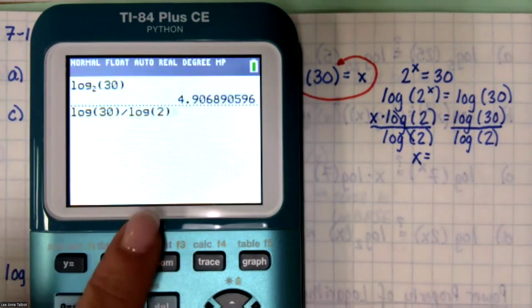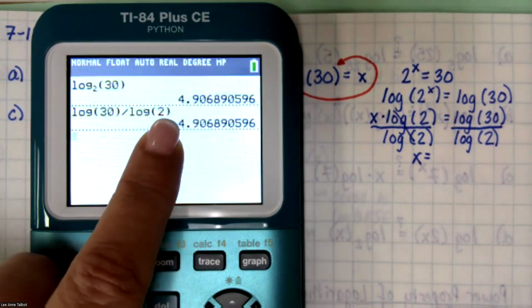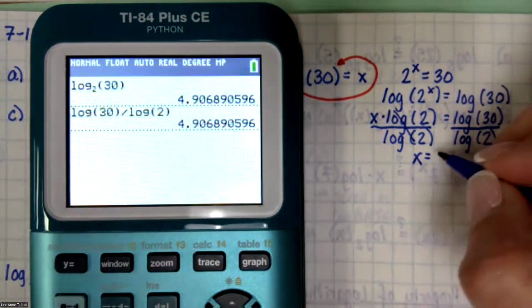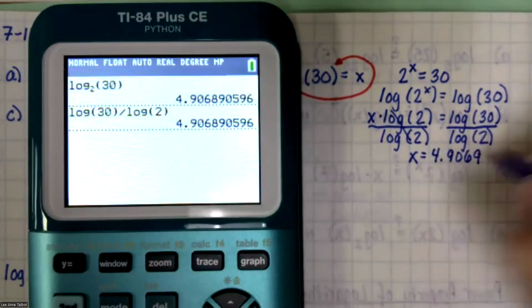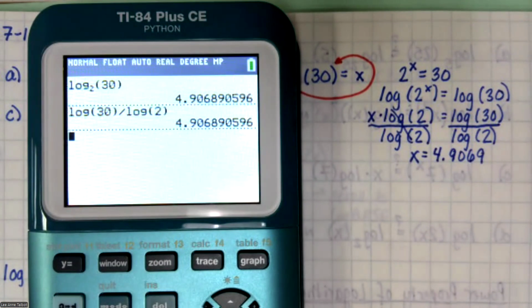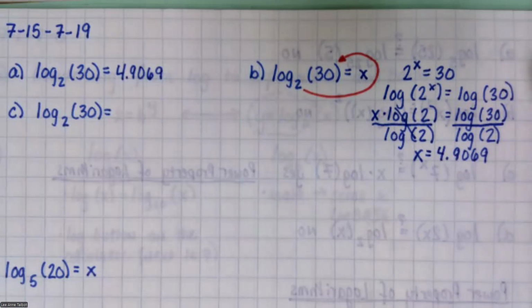I type log 30 n parentheses divided by log 2 n parentheses. Oh, snap. Same answer. Okay, this is me doing the problem properly.